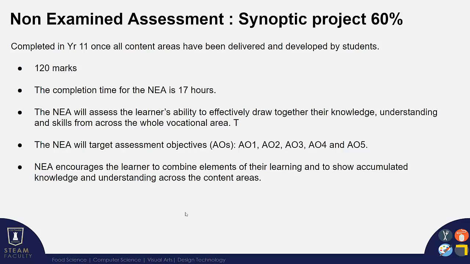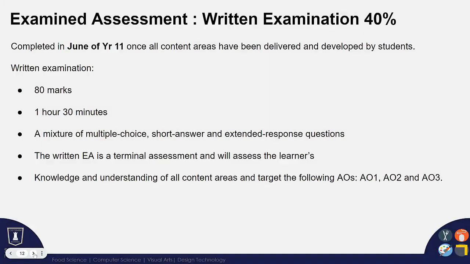So as said, those 7 content areas will form the non-examined assessment. This is 60%. It is completed in Year 11 once all 7 content areas have been learnt by students. There's 120 marks. The completion time is 17 hours, and the NEA will assess the learner's ability to effectively draw together their knowledge and understanding from across the whole vocational area. And the non-examined assessment will target assessment objectives AO1 to AO5, and it encourages the learner to combine elements of their learning and to show accumulated knowledge and understanding across the content areas.